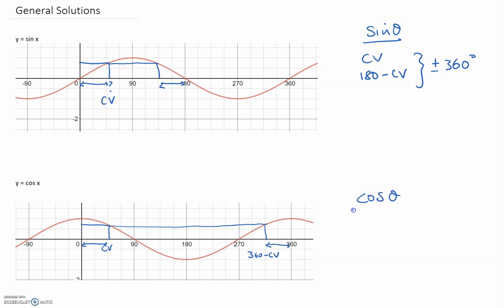So this is the rule for cos. I find the calculator value by doing inverse cos, and then I do 360 minus the calculator value. Again, the cos curve repeats every 360 degrees, so I can find more solutions that way.